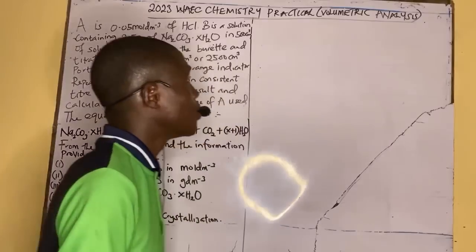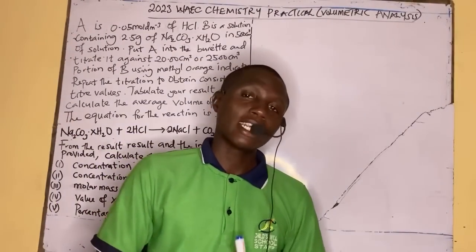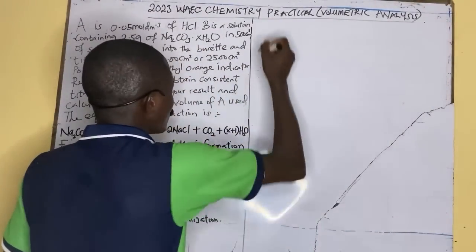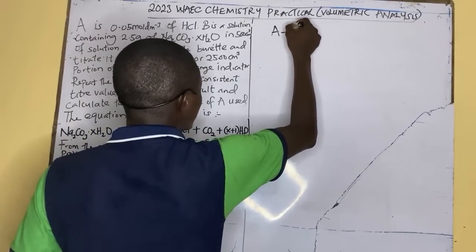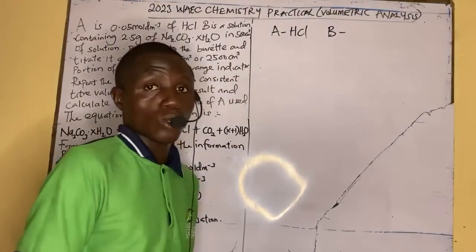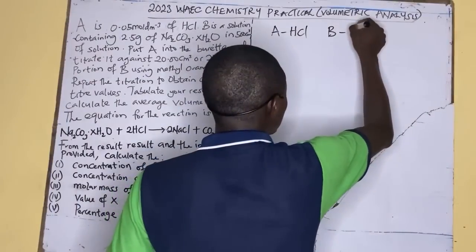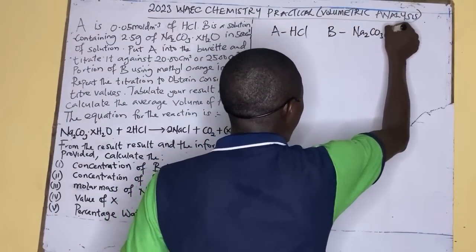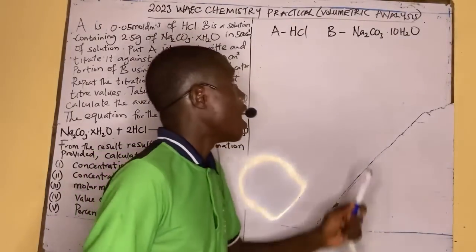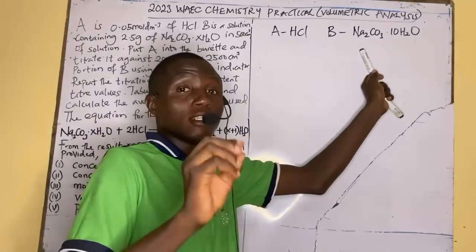Amen. Today, we'll be considering the 2023 chemistry practical, specifically the first question, known as volumetric analysis. This time around, we are given A to be the acid, which is hydrochloric acid, and B is a hydrated salt that contains water of crystallization, sodium trioxocarbonate(IV) decahydrate. So that's our B. We are given hydrochloric acid, and B, which is sodium trioxocarbonate(IV) decahydrate.